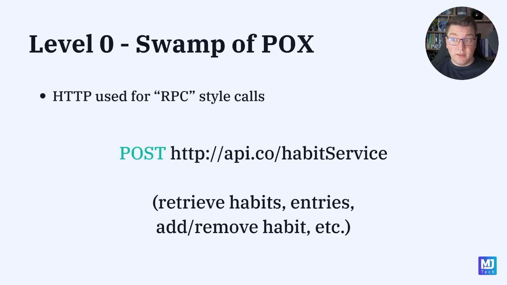A typical example of this would be some SOAP services, where you expose just one resource on your entire API, let's call it the habit service, and all of the requests use the POST HTTP method. Now, based on the contents of the message, you determine if this is a request to retrieve a set of habits, to retrieve the entries, to add or remove a habit. So at this level, the contents of the message carry the semantics of what you want to achieve with the API request.